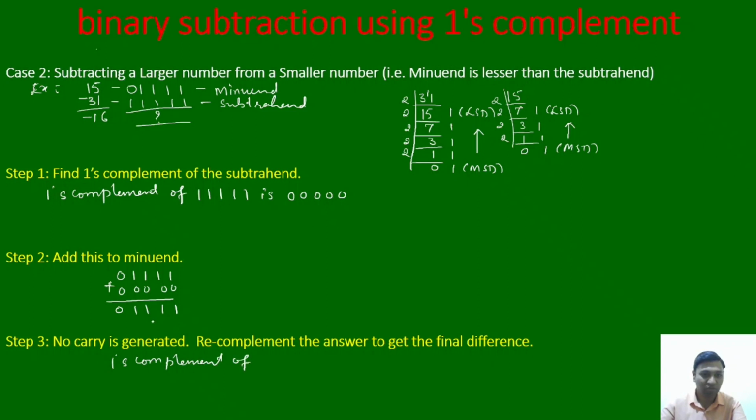of this number, that is 0, 1, 1, 1, 1. You can convert from 0 to 1, 1 to 0. So here you can see the bit 0 will become 1, and all four 1's are set to zeros. So we got 1 followed by four 0's.